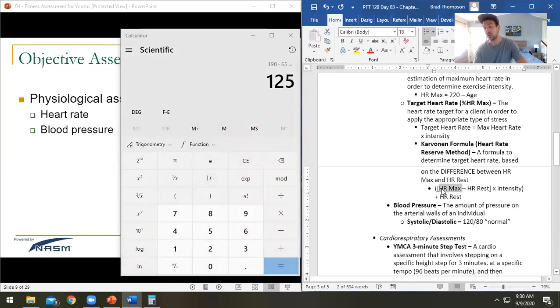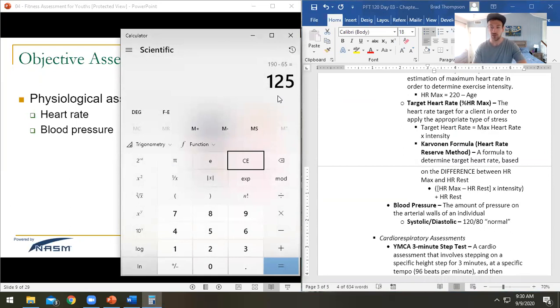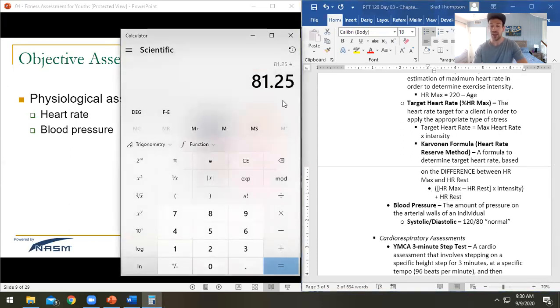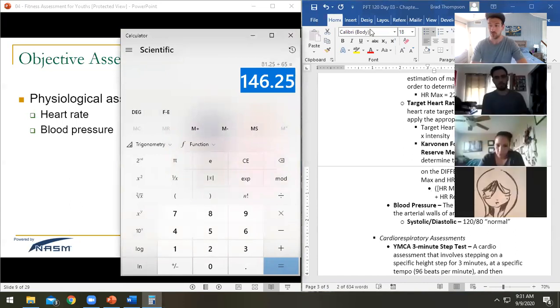So here we're this far. Right? We got 125. Now we're going to multiply it by our desired intensity, which was 65%. So 125 times 0.65. Now that gives us a pretty low heart rate, which is why we've got to tack the resting heart rate back on at the very end. So 81.25, and we add the 65 back in after we're done. And that gives us a new target heart rate of 146.25, which is much more accurate, much more catered specifically to that person with their low resting heart rate. Does that make sense, guys?